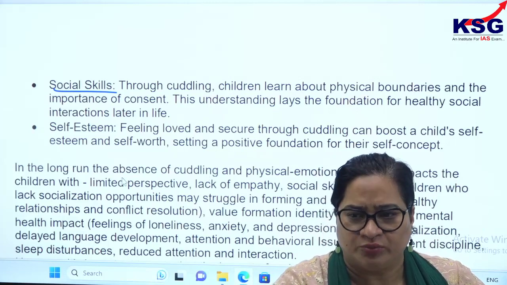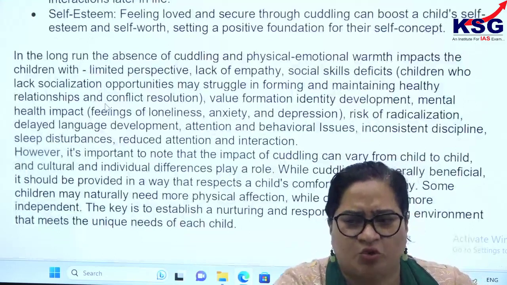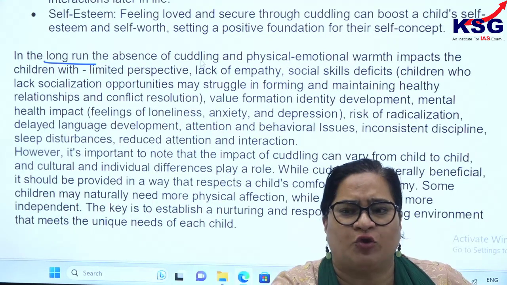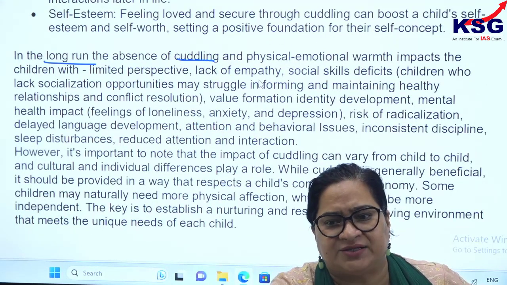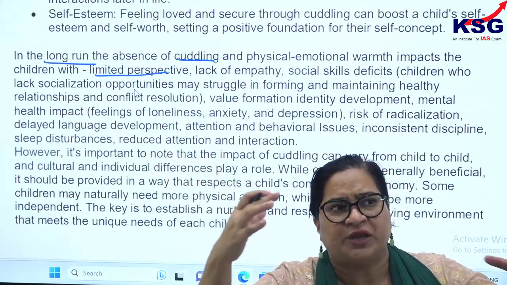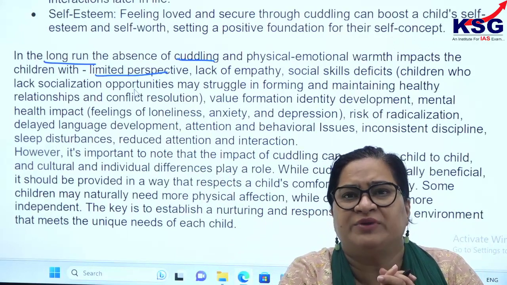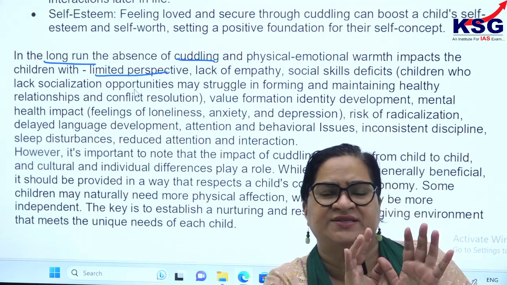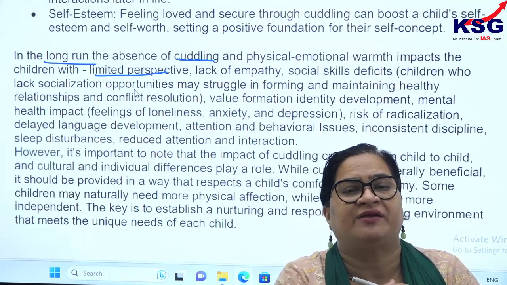Towards the end, what I thought of incorporating is, in the long run, when this absence of cuddling is there, in what ways can it impact the child. There will be a limited perspective of the child as the child grows up, because when you have a sense of security and comfort, you are open to embrace diversity. When you are not feeling secure, you will be resistant to difference, resistant to diversity, because you will see it as a threat.